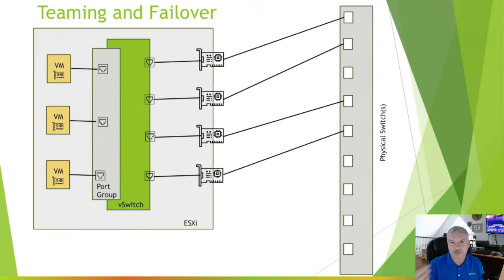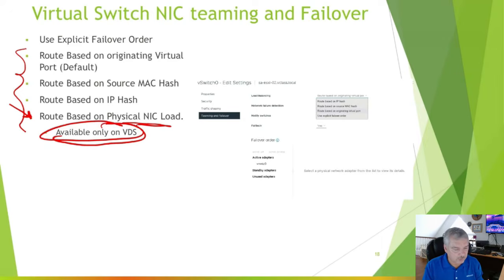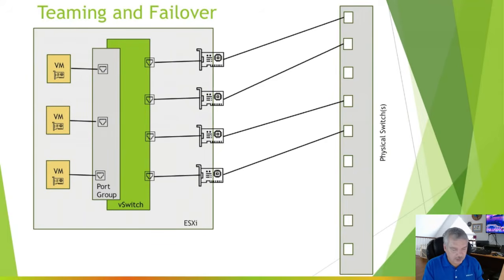I already talked about active standby, right? That's pretty straightforward. The first one here, the default, is route based on originating virtual port. In my example here, I have my ESXi host with 4 physical cards. They're plugged into whatever. This could be 2 separate switches. I just kept it simple. Cards are plugged into each port here. The first VM we'll call VM1, this is VM2, and then VM3.